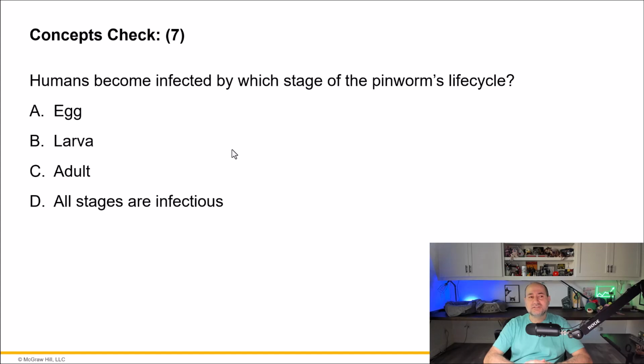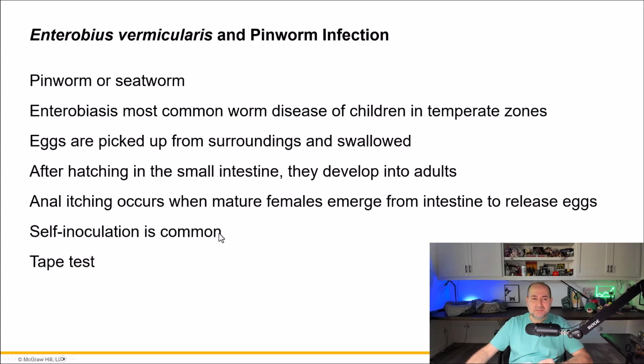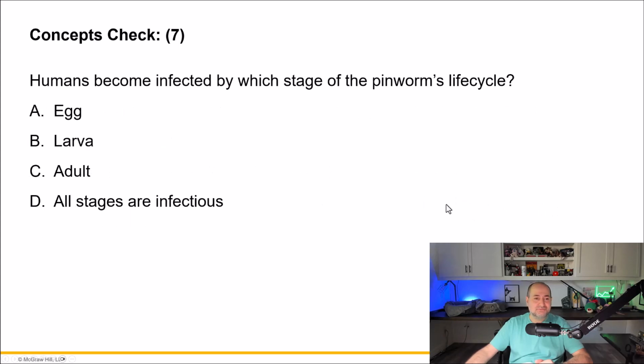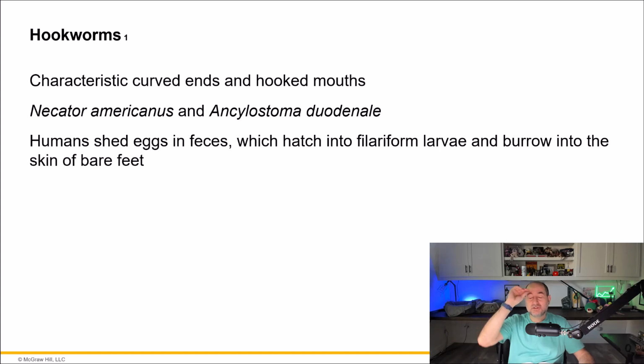And concept check number 7, humans become infected by which stage of the pinworm's life cycle? Remember, it was those eggs. Remember here it says anal itching occurs when mature females emerge from the intestine, from the anus, in order to release eggs. Next, let's talk about another nematode, but remember, this is a cycle B type.